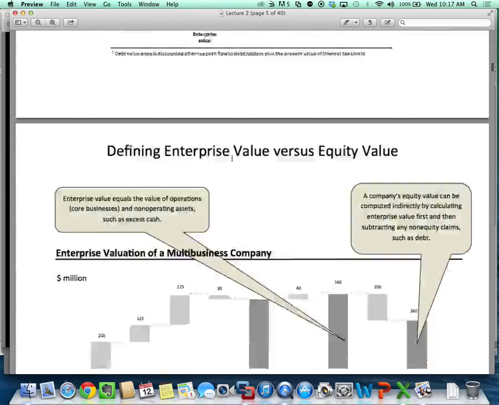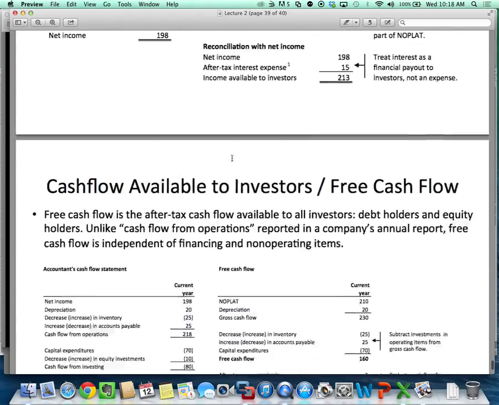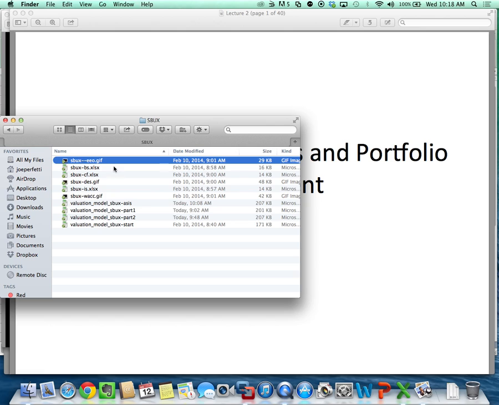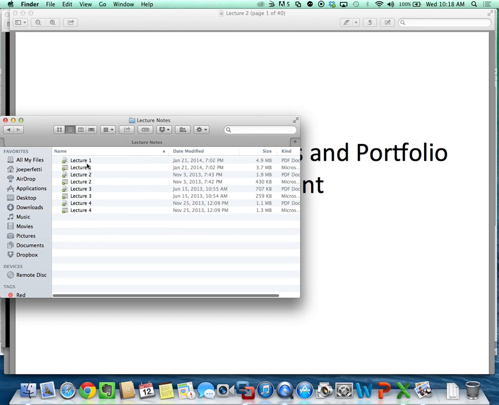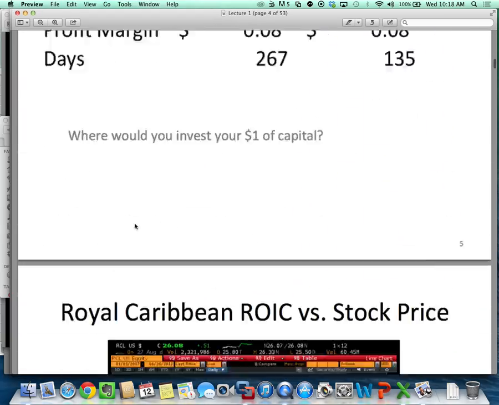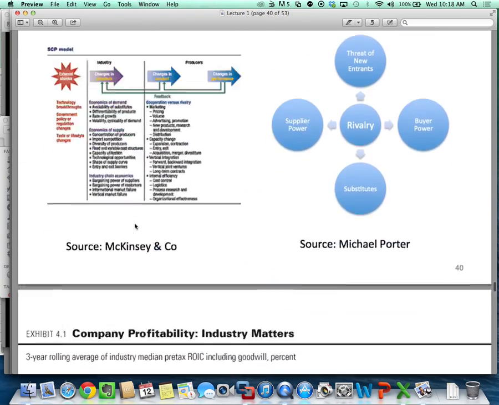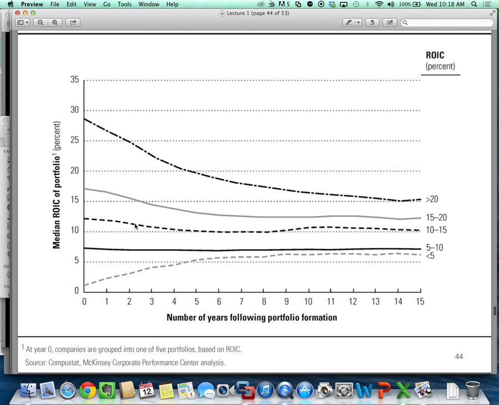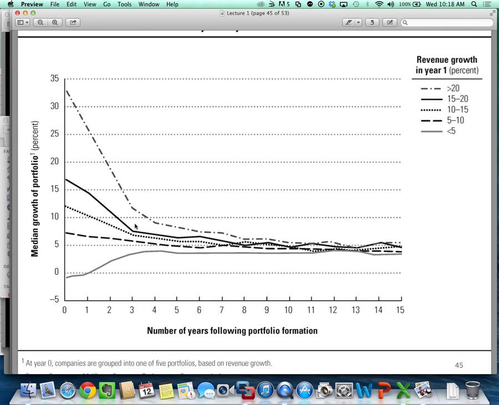Where was it? When we did the valuation stuff, it's in lecture 1. That's why this becomes so important to understand that long-term ROICs tend to regress towards the mean. Long-term growth rates tend to regress towards the mean, law of large numbers. And I just don't think Starbucks is going to be immune to that.